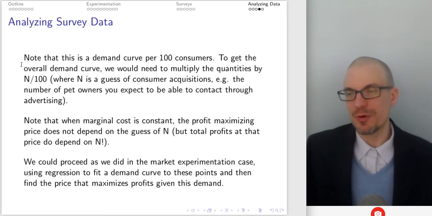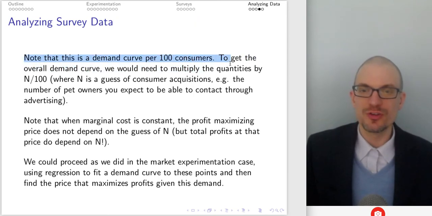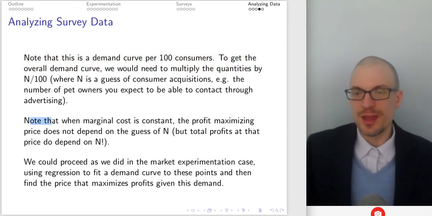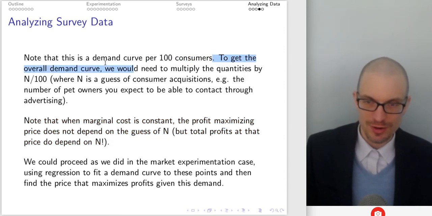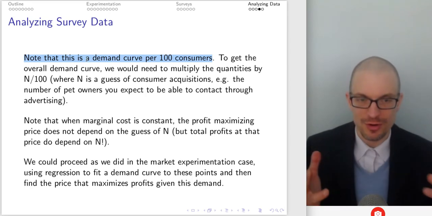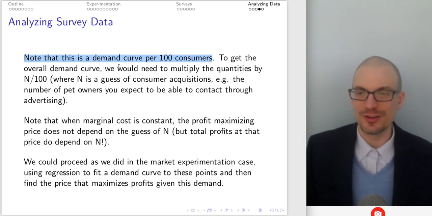I wanted to just skip over it. So here, this is our demand curve per 100 customers. If we wanted the overall demand curve, multiply the quantities by n over 100. So that's how you'd scale up to the larger overall demand curve, right? This is a demand curve per 100 customers. We want to think about the demand curve overall. All right, fine. This is kind of a technical slide.